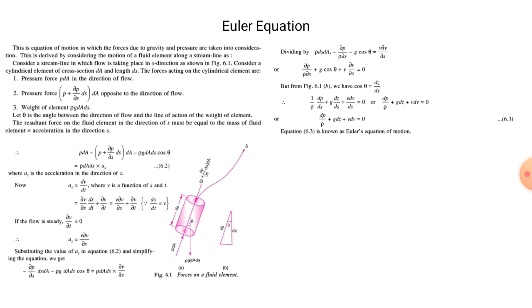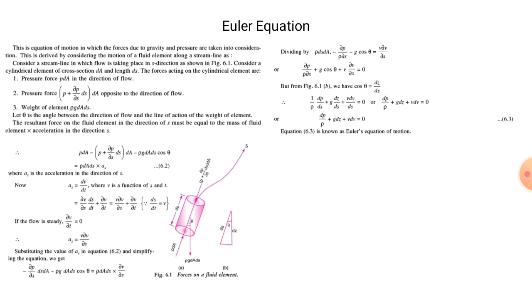So as is equal to dv divided by dt, where v is a function of s and t. Therefore it is equal to dou v divided by dou s into ds divided by dt plus dou v divided by dou t. Note ds divided by dt is equal to v. So therefore as is equal to v dou v divided by dou s plus dou v divided by dou t. If flow is steady, dou v divided by dou t is equal to 0. So as is equal to v dou v divided by dou s.